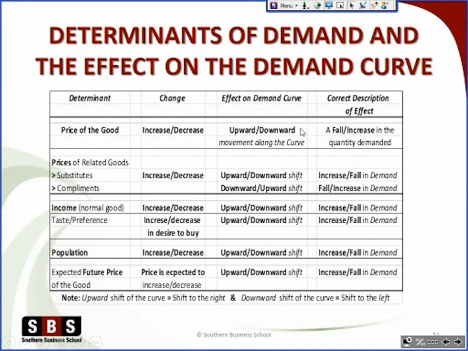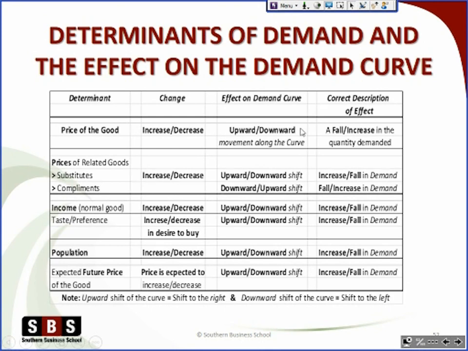Then this table is important for you to know. What's important with this table is that it looks difficult, but it's not. In the exam, in all economics, they always ask what is the movement on the demand curve and what is the shift of the demand curve? So you can make note of that. It's going to be in the exam again. So make sure that you know what that is. And in this table, there's the determinant, there's the change, there's the effect on the demand curve, and there's the correct description of the effect. So you may be given a table like this.